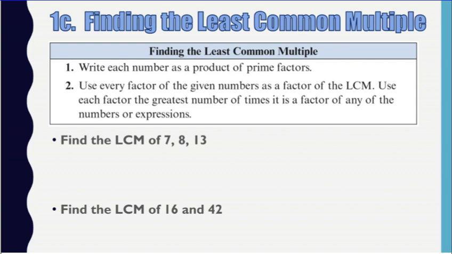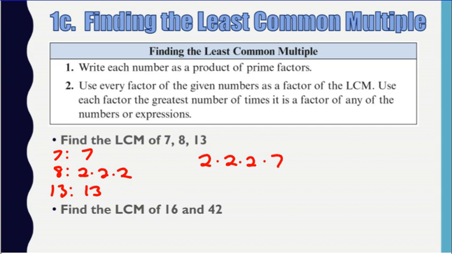Next example, find the least common multiple of 7, 8, and 13. So 7, we just have 7 and 1. We got 8, that's 2 times 2 times 2. And then 13, that's just 13 and 1. So the most factors I have is 2. It's used 3 times, so I have 3 2's in my answer. I have 1 7 and I have 1 13. So if I multiply those together, I got 8 times 7 times 13, which gives us 728. So the least common multiple of those three numbers is 728.